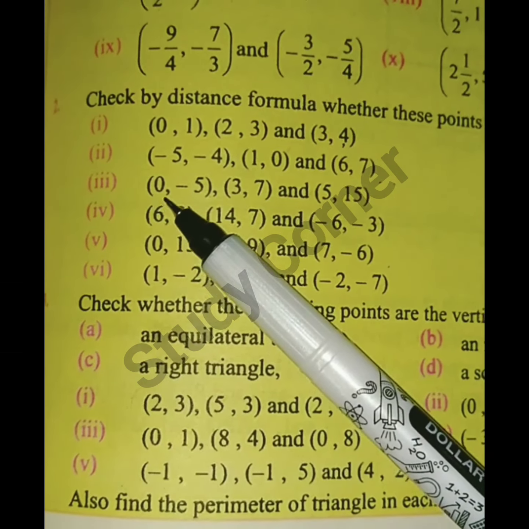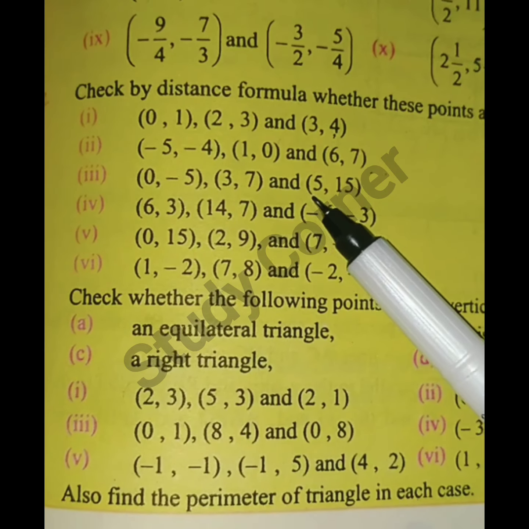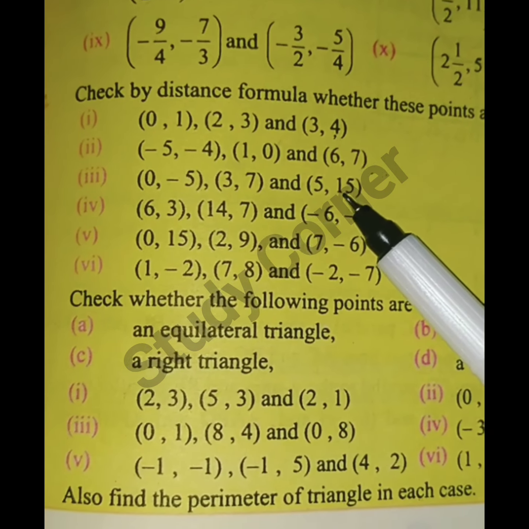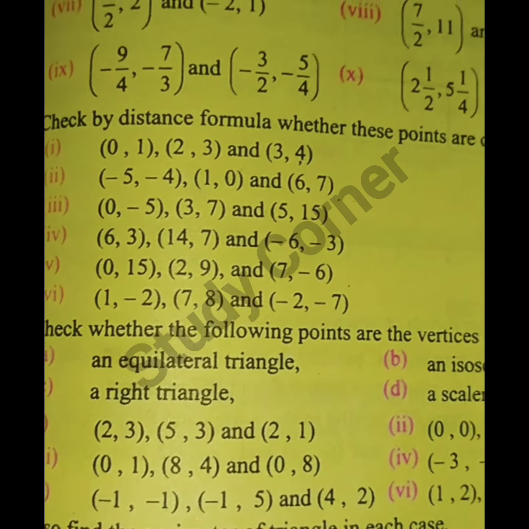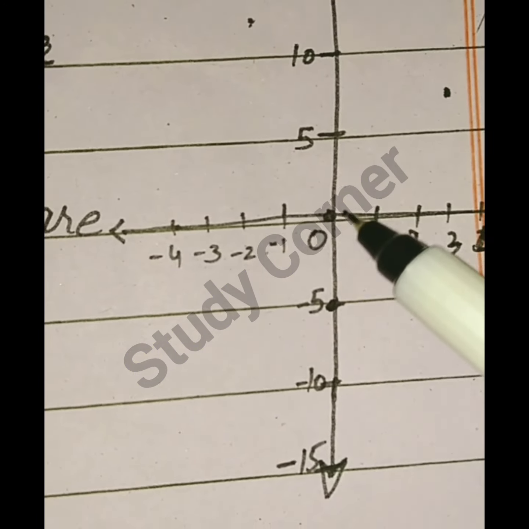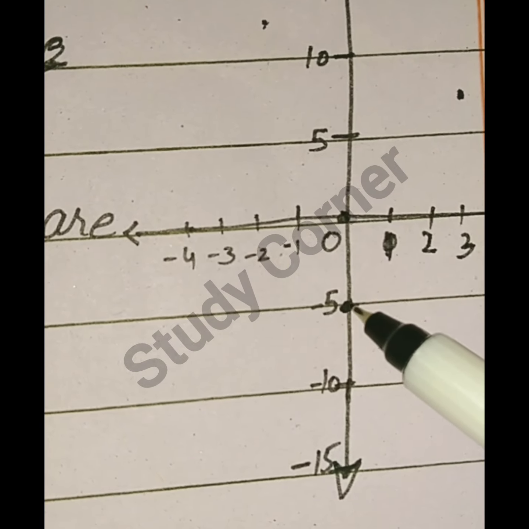Okay, question number 3. The 3 points given are (0, -5), (3, 7) and (5, 15), and we have to show by the distance formula whether these points are collinear or not. So we have to plot these points. The first point is (0, -5). The value of x is 0 and y is -5.